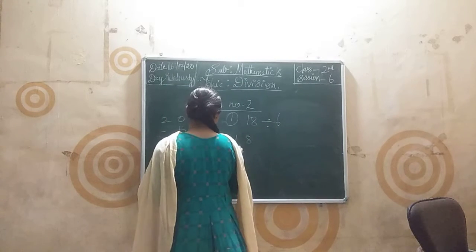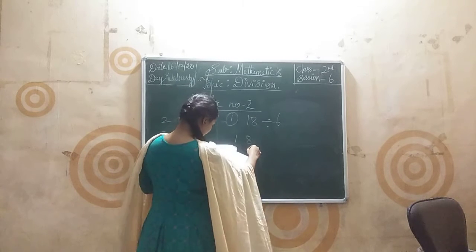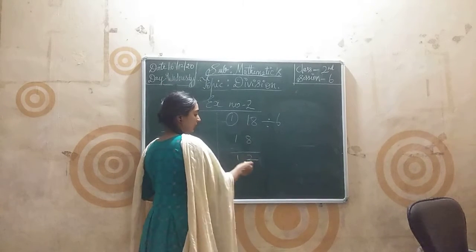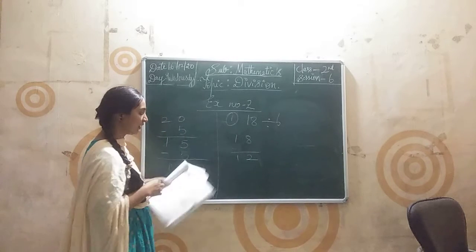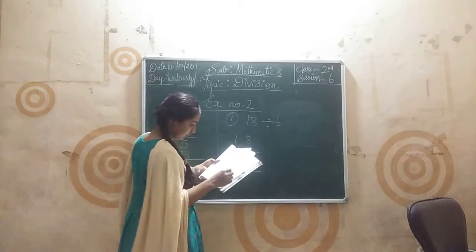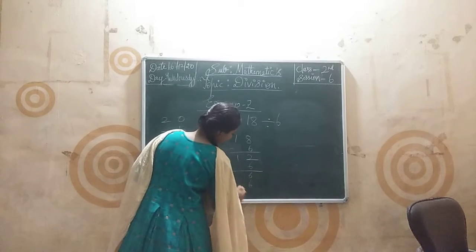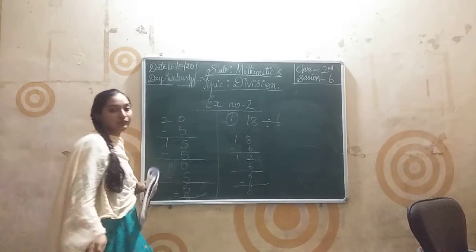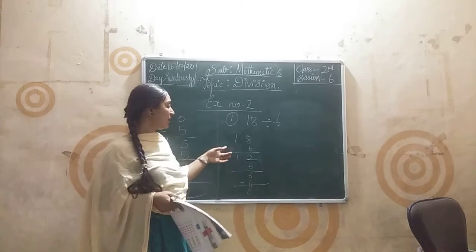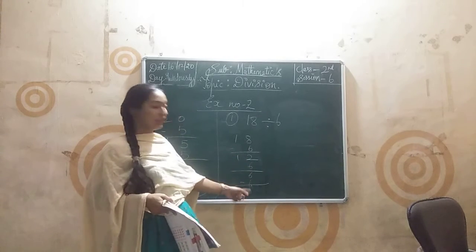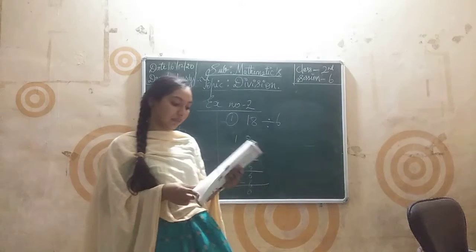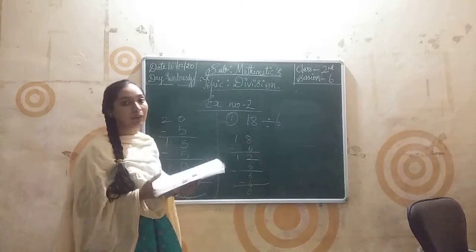So 18 minus 6 is 12. And 12 minus 6 is 6. And 6 minus 6 is equal to 0. How did we get this? We are only using subtraction, division by repeated subtraction. That means 18 minus 6 is 12, 12 minus 6 is 6, 6 minus 6 is equal to 0. Till we get 0, we have to keep subtracting. So this is the first problem. Second problem, try it on your own.